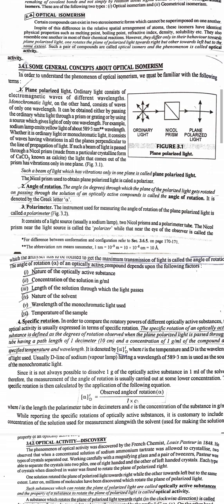Polarimeter. The instrument used for measuring the angle of rotation of plane polarized light is called a polarimeter. It consists of a light source, two Nicol prisms, and a polarimeter tube. The Nicol prism near the light source is called the polarizer, while the one near the eye of the observer is called the analyzer.